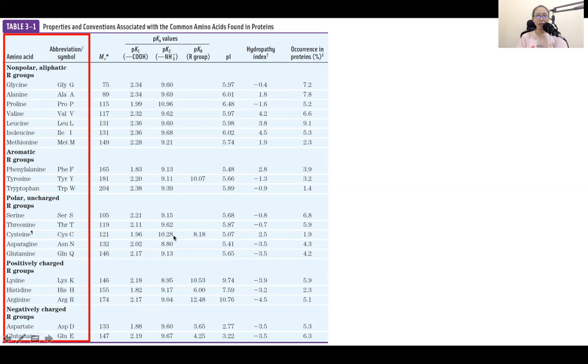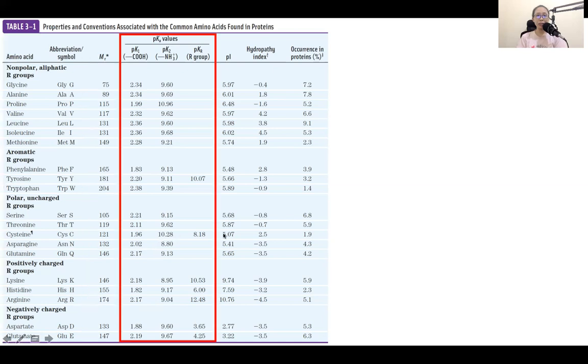Another thing that I want to highlight here is the pK values of our amino acids. So notice that we have a maximum of 3 pK values. We have the pK1, which is the dissociation of the proton from the carboxylic acid functional group. We have pK2, which is the dissociation of the proton from the amino group. And we have pKr, which is the dissociation of a proton, if there is, from the side chain.